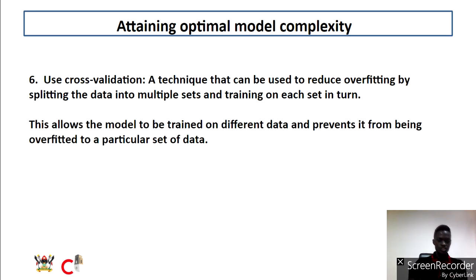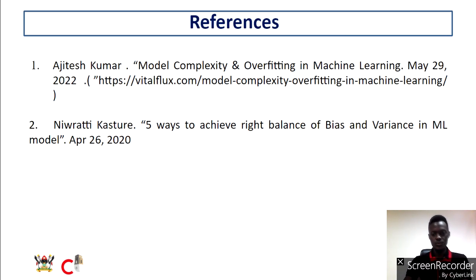And then use cross validation, a technique whereby we can reduce overfitting by splitting the data into multiple sets and training on each set in turn. This allows the model to train on different data and prevents it from being overfitted to a particular set of data. So it's another way that we can do, and that is the reference.